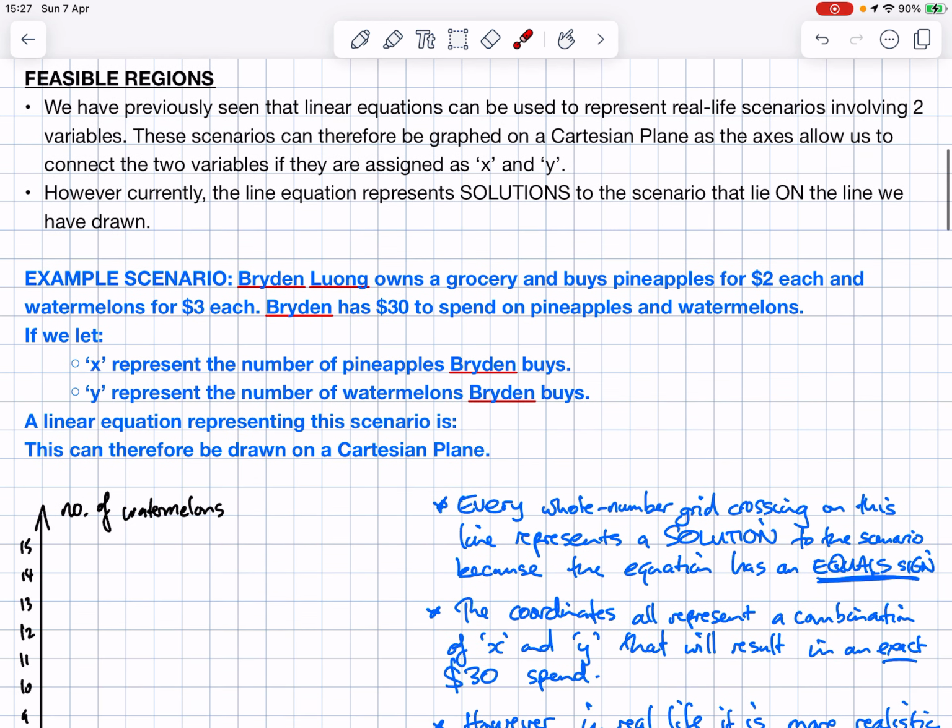So everything that we've done so far in this topic is seeing that linear equations can be used to represent real-life scenarios that involve two variables. These scenarios, we've seen that they can be graphed on a Cartesian plane. Why? Because the axes allow us to connect the two variables if they're assigned as x and y, because the horizontal axis is the x and the vertical axis is the y. However, currently, the line equation that we draw represents solutions to the scenario that lie on the line that we've drawn.